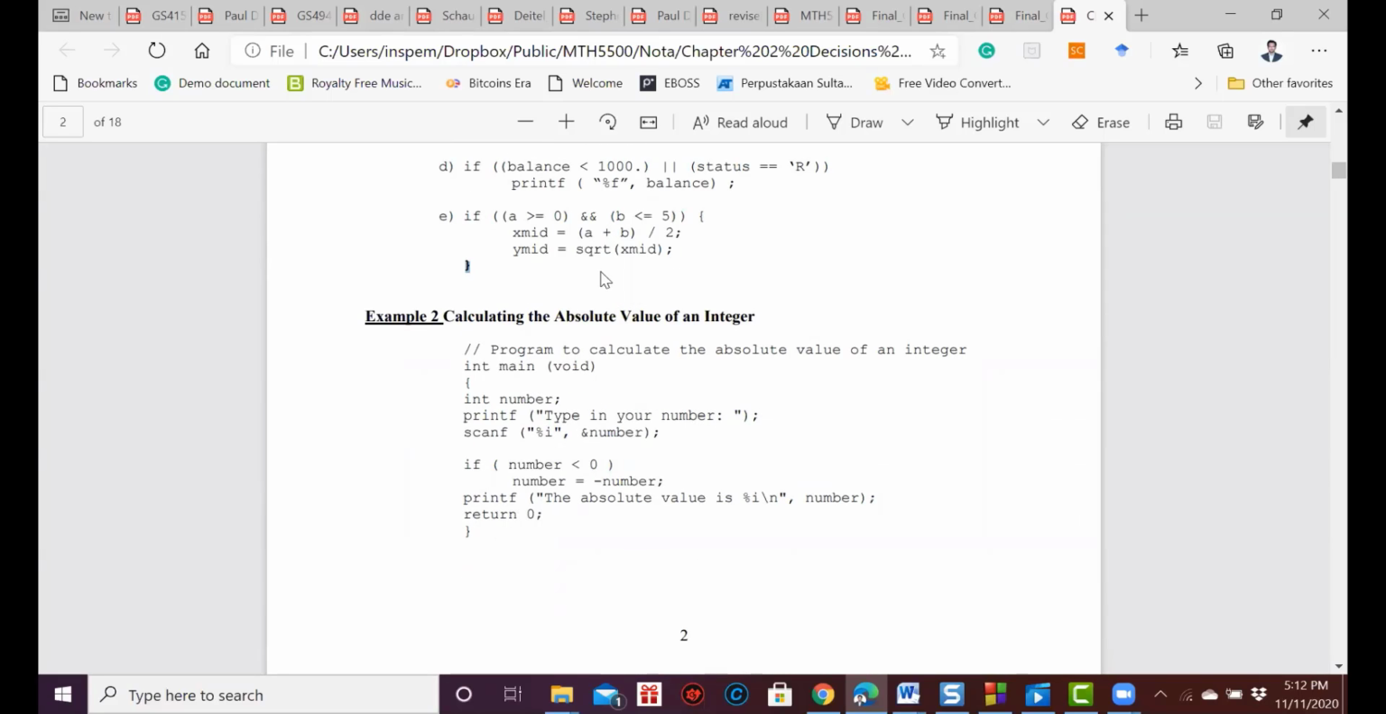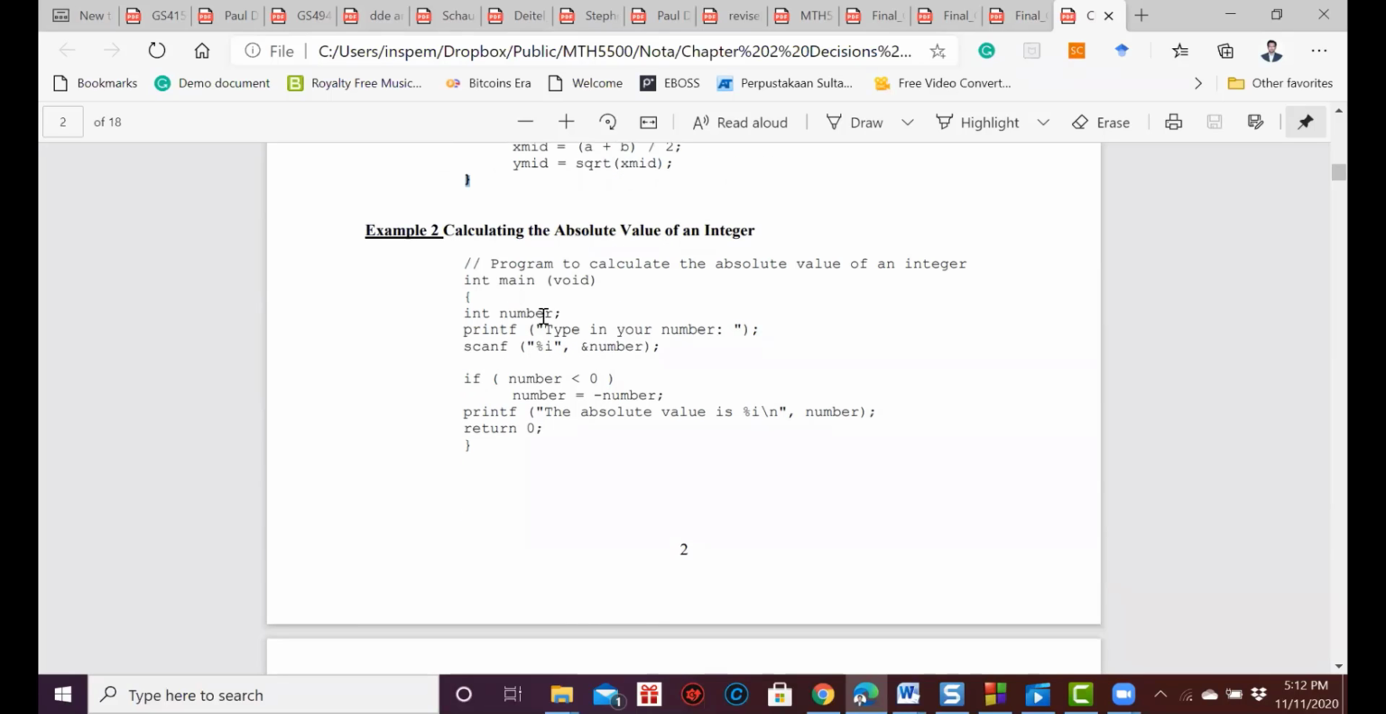Now, this one is the segment C program. Now, example 2, calculating the absolute value of an integer, complete program in C. We declare integer number, then printf. This one asks the user to type a number, and then scanf number. Okay, you can use %i or %d.